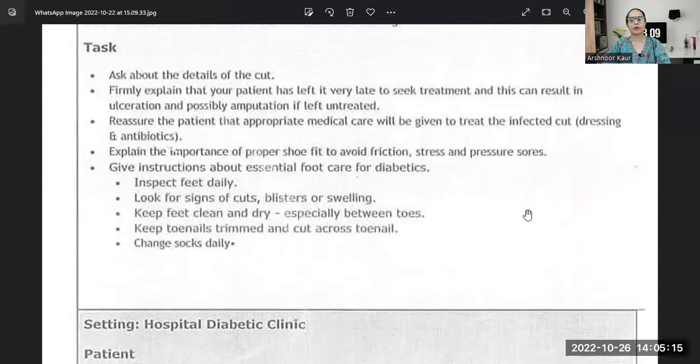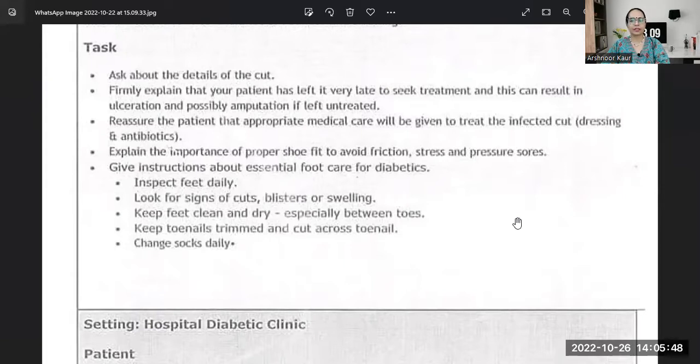Then you may ask about his occupation, because it may be related to that. If the patient has some occupation that he has to stay standing for a long time, or if he has to walk for a long time, in that case you have to tell the patient to avoid walking for some days, so that the wound should heal properly. And again, it's important for him to wear proper shoe fit to avoid friction or stress or any pressure source.